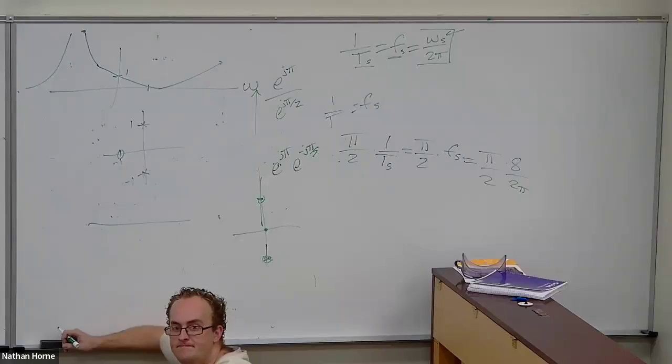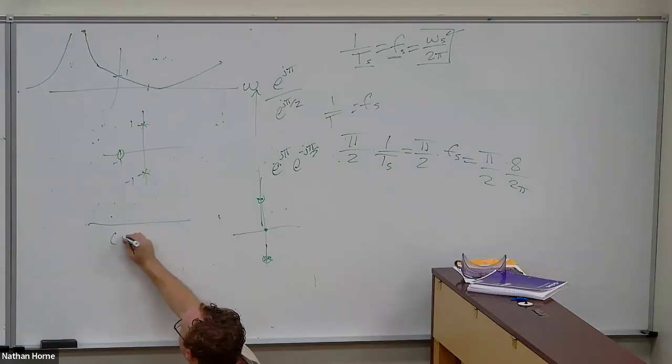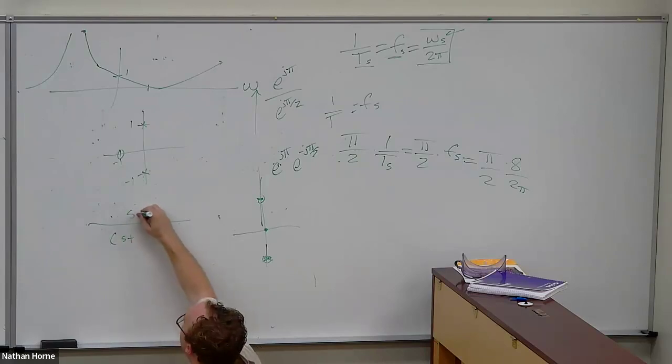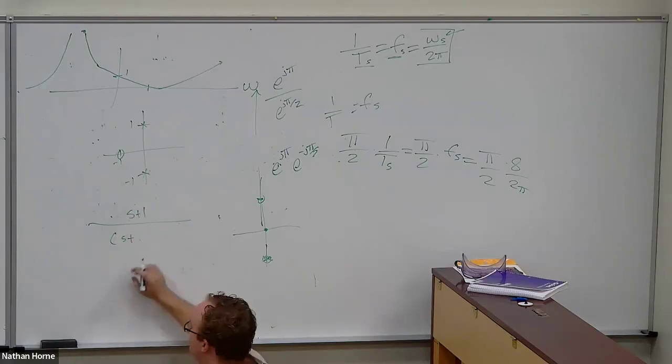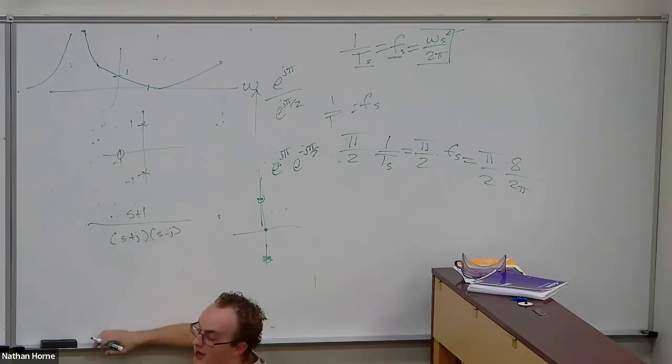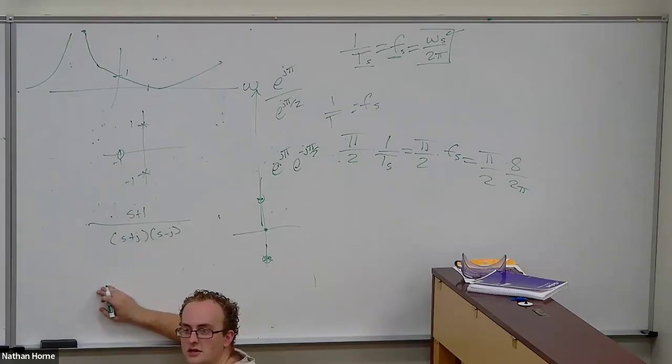Yeah, Ryan? Oh, also, is this discrete or continuous? Let's say continuous. Okay, so you'd have s plus one on the top, your zeros. Very good, Ryan. Then s plus j times s minus j on the bottom. We don't have a z squared. Great. Now, is this definitely our transfer function?